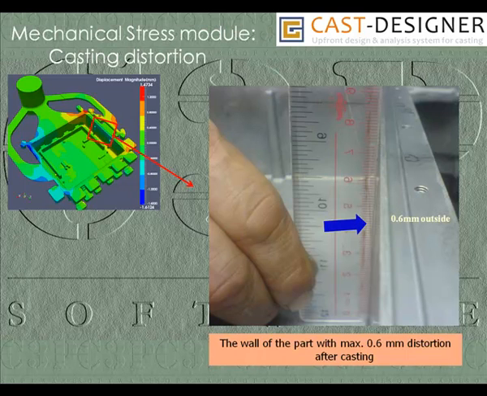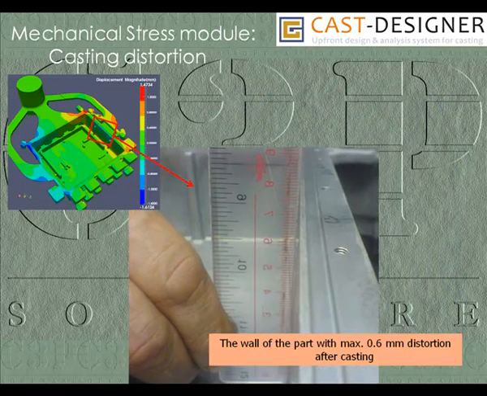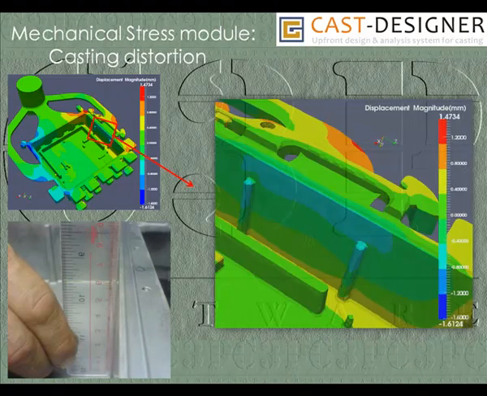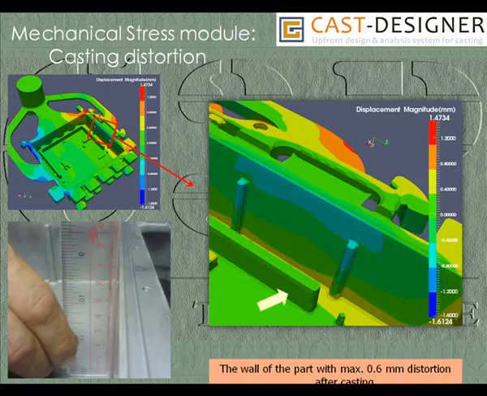CastDesigner CPI also has mechanical stress analysis capability. It can help understand the distortion of the casting process. It is very useful for high accuracy parts, very thin parts and complex processes.